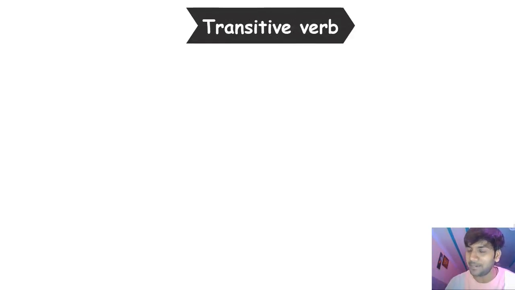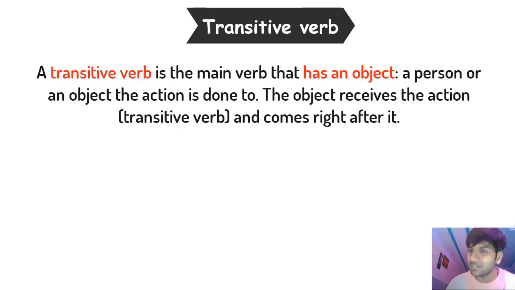Alright everybody, let's start with understanding what a transitive verb is. What is a transitive verb? A transitive verb is a main verb. It's a type of main verb that always has an object. It acts upon something or somebody. That means something, an object or somebody, a person, receives this action directly. So a transitive verb is followed by an object. An object comes right after the transitive verb that receives the action directly, right?